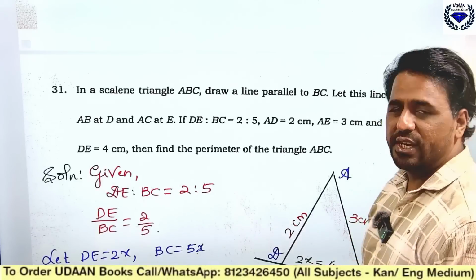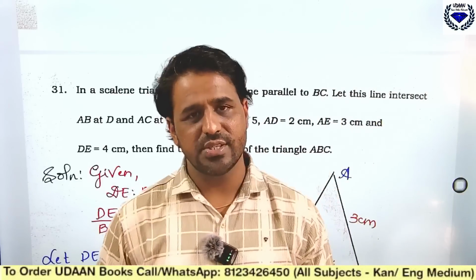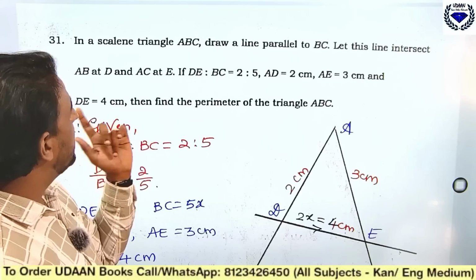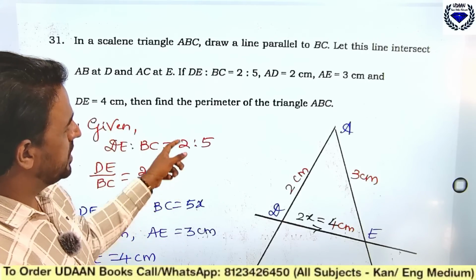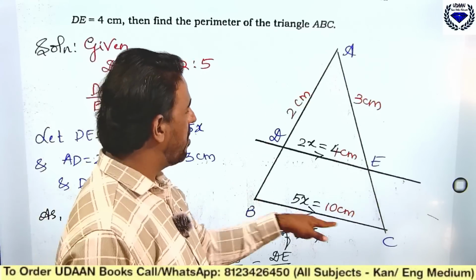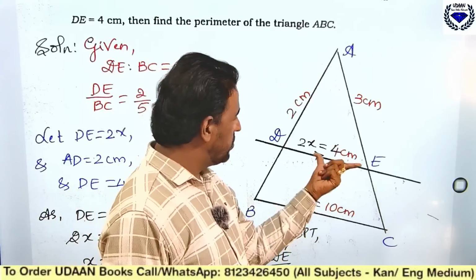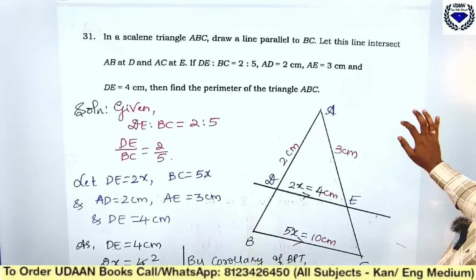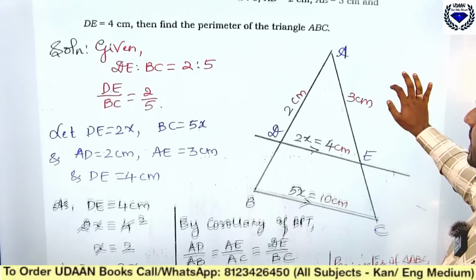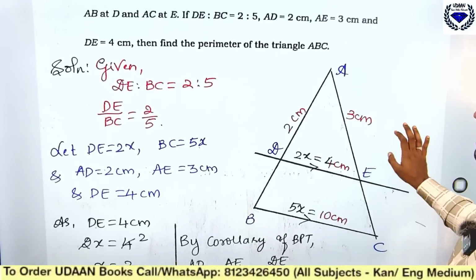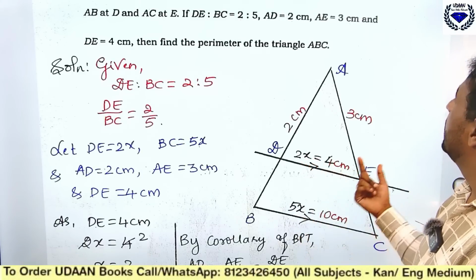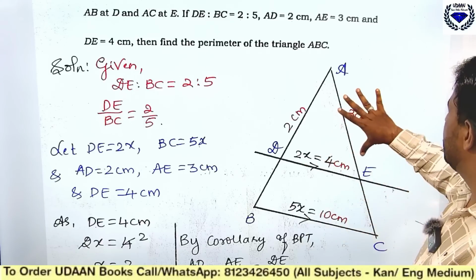Then question number 31. So the total there are 38 questions. So 8 more questions I need to do. In a scalene triangle ABC, draw a line parallel to BC. So there is a scalene triangle, all sides are unequal. You should draw a line parallel to BC, that is DE. Let this line intersect at D and E. They have given DE is to BC is equal to 2 is to 5. Then AE is given as 3.